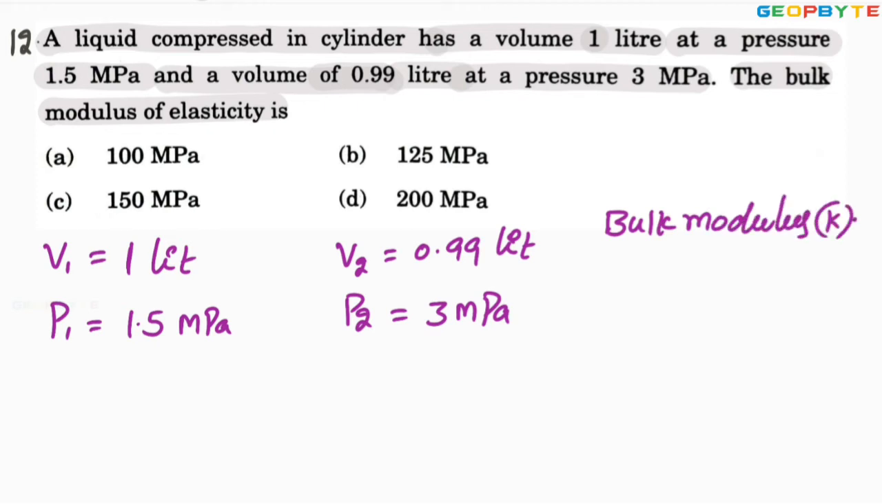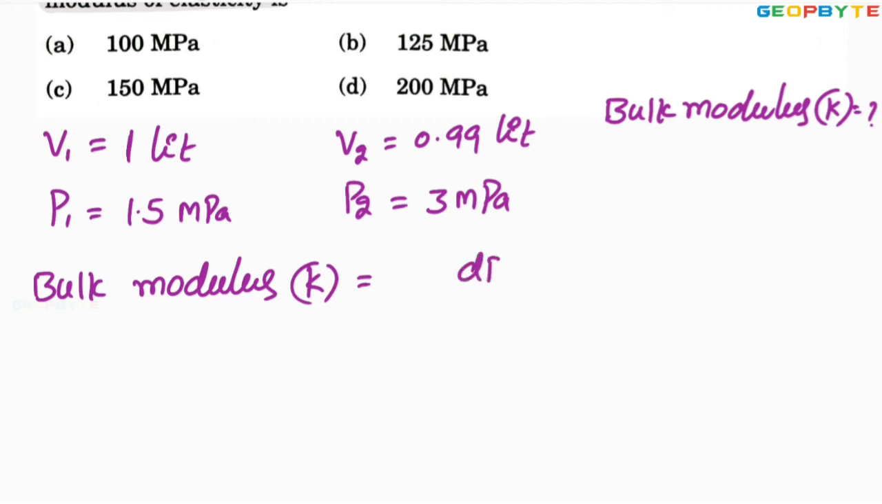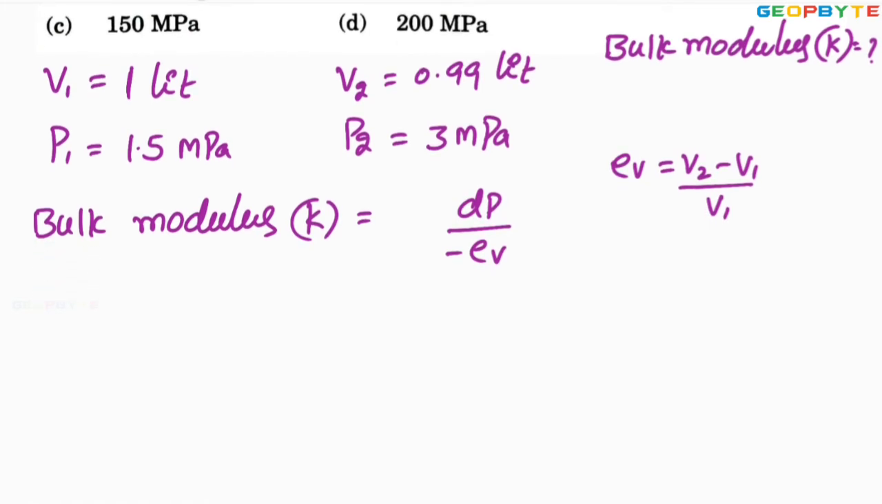Bulk modulus K is how much? As we know, bulk modulus K is equal to dP by minus EV, because as the pressure increases, volume decreases. Here EV is the volumetric strain, (V2 minus V1) by V1. So anyhow, it can be written as minus dP by EV, where dP means P2 minus P1.